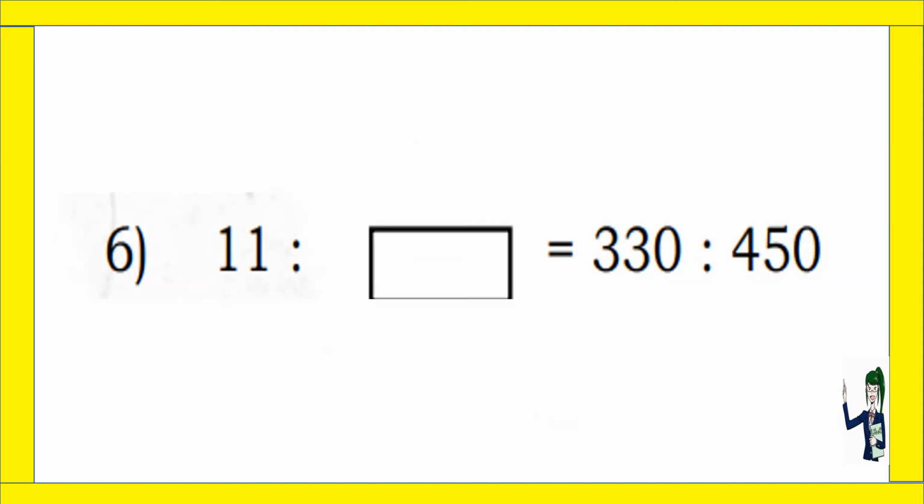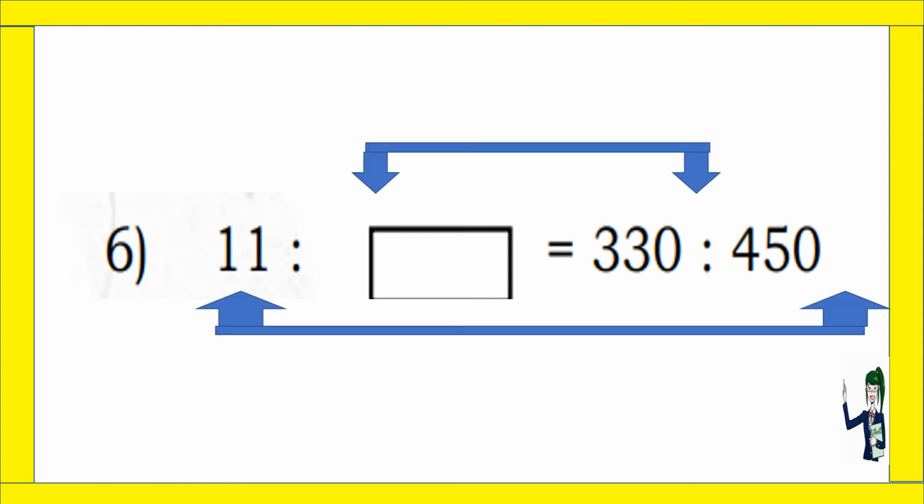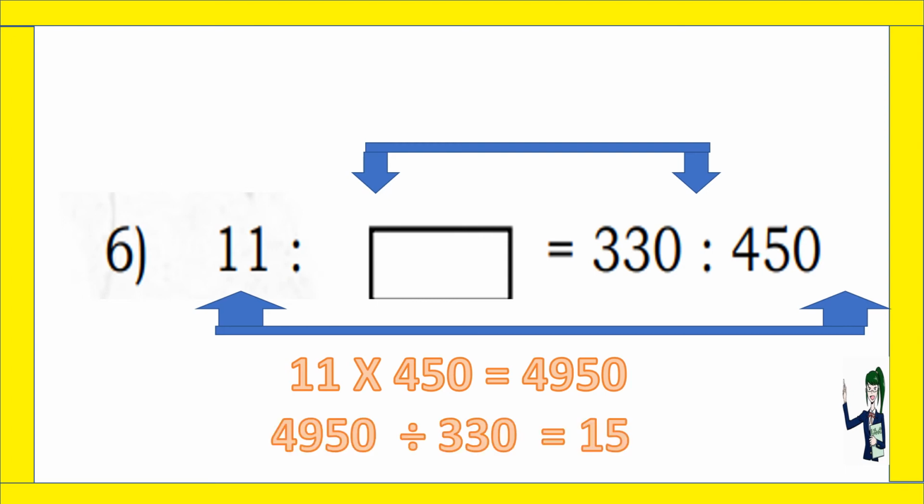Number 6. 11 to blank equals 330 to 450. Identify the means and the extremes. The complete parts are the extremes. So get the product of the extremes. 11 times 450 equals 4,950. Then divide. 4,950 divided by 330 equals 15. So the missing part is 15.